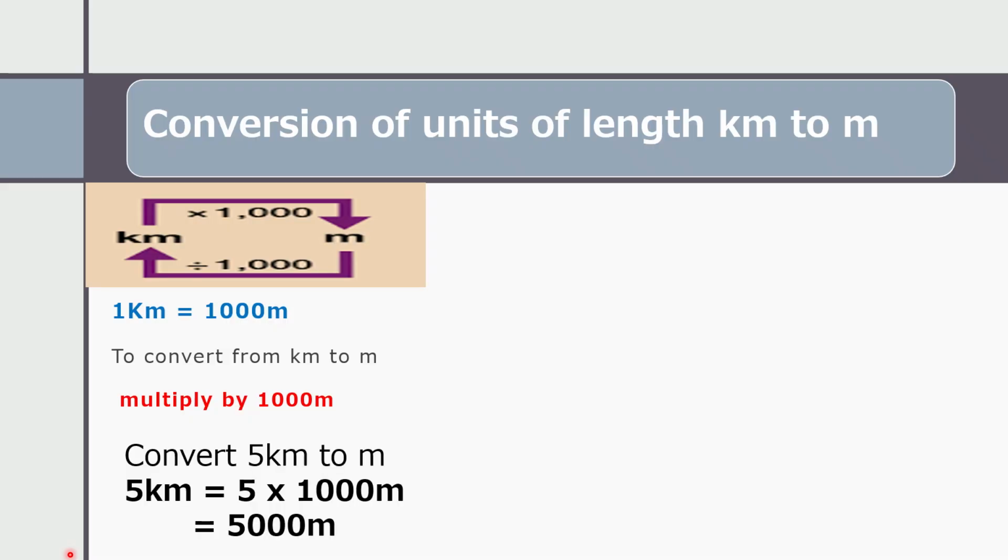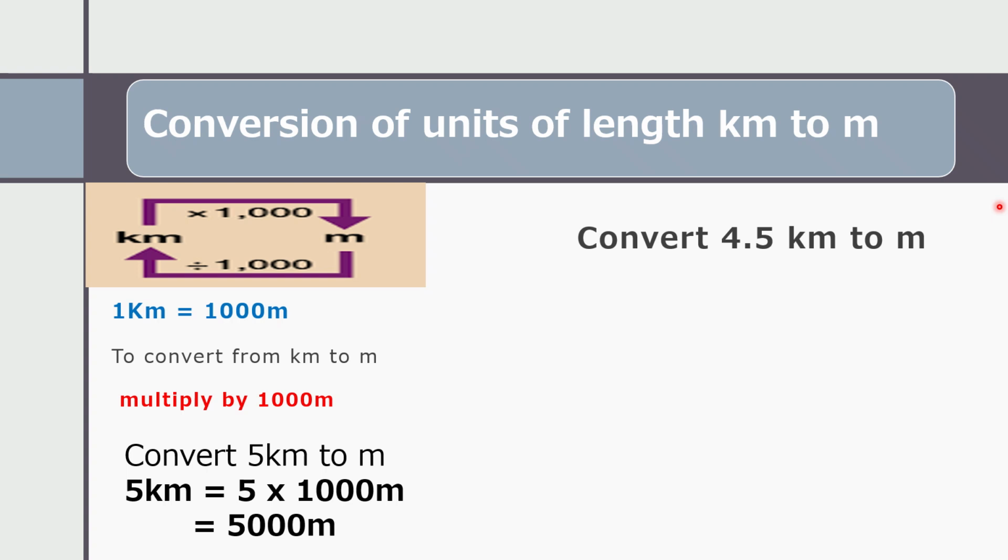Now look at this example. We have to convert 5 kilometer to meter. So to move from kilometer to meter, we will multiply by 1000. As we have 5 kilometer over here, we will multiply 5 by 1000 meter to get 5000 meter. Now this kilometer has been converted to meter.